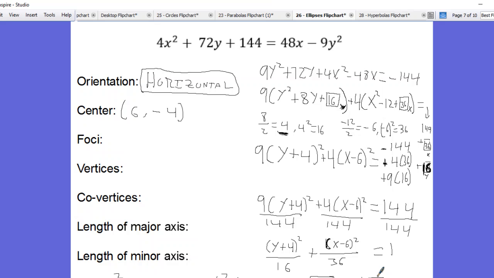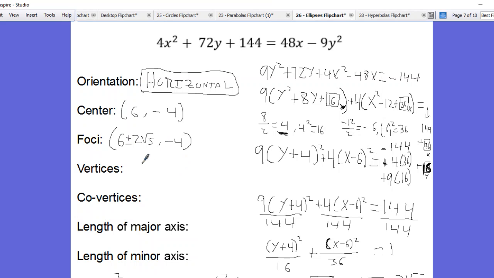And 20 can be written as 4 times 5. The square root of 4 is 2, so that's going to be equal to 2 root 5. The foci of an ellipse, remember this is horizontal, so if C is 2 root 5, what are the foci of this ellipse? Of a horizontal ellipse? So it's going to be 6 plus or minus 2 root 5, comma, -4. So those are our two foci, 6 plus 2 root 5 and 6 minus 2 root 5.